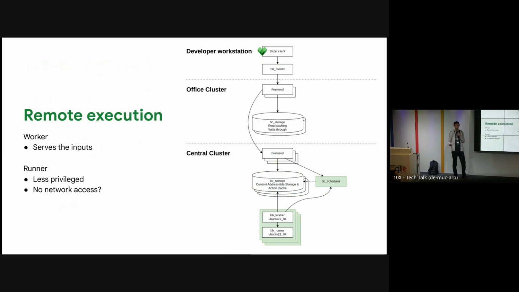Then we have remote execution, of course. So let's add a scheduler and worker and runner process. The runner process is less privileged. It might not even have network access, which is good for some actions. The worker is the one that is responsible for populating the disk with all the input files. And then there's a single scheduler, and it is able to cope with very big clusters, even if it's a single process.